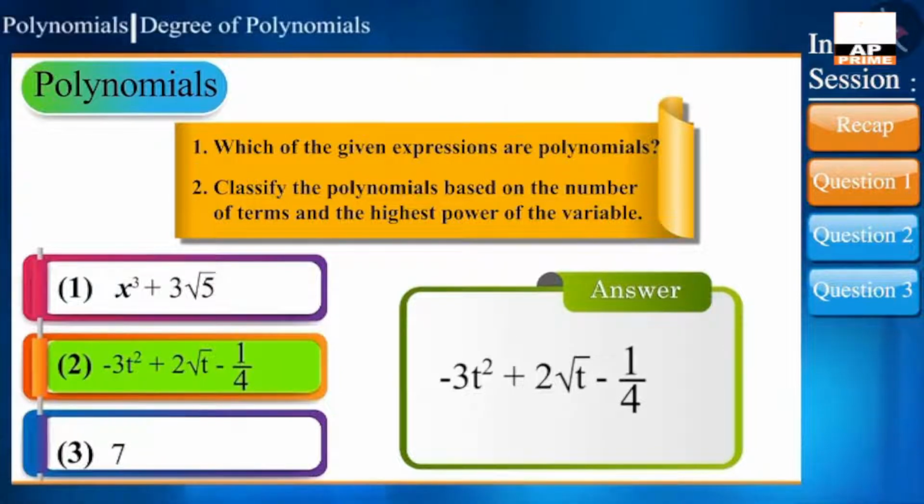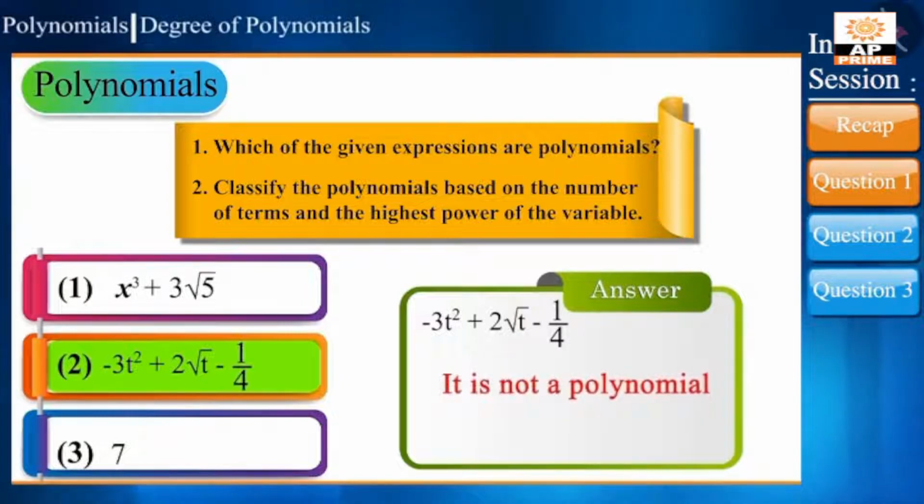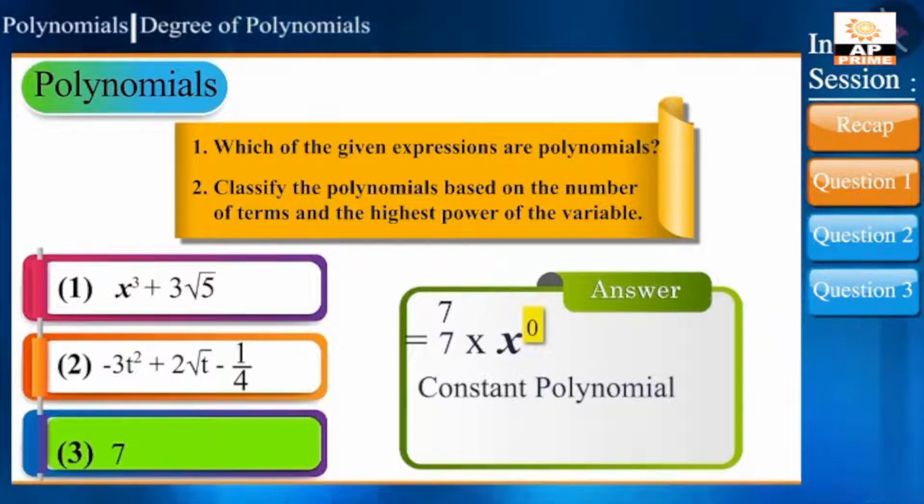In the second expression, minus 3t square plus 2 square root of t minus 1 by 4, there is only one variable t, whose highest power is 2. But if we see the second term square root of t, its power is not a whole number. Here, the power of t is 1 by 2, means this expression is not a polynomial. The third expression is very simple. It is a constant polynomial with power 0.